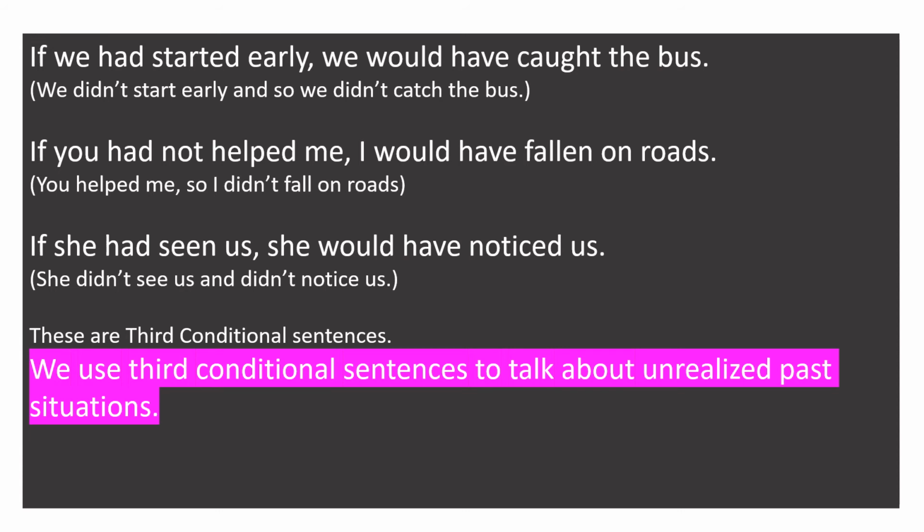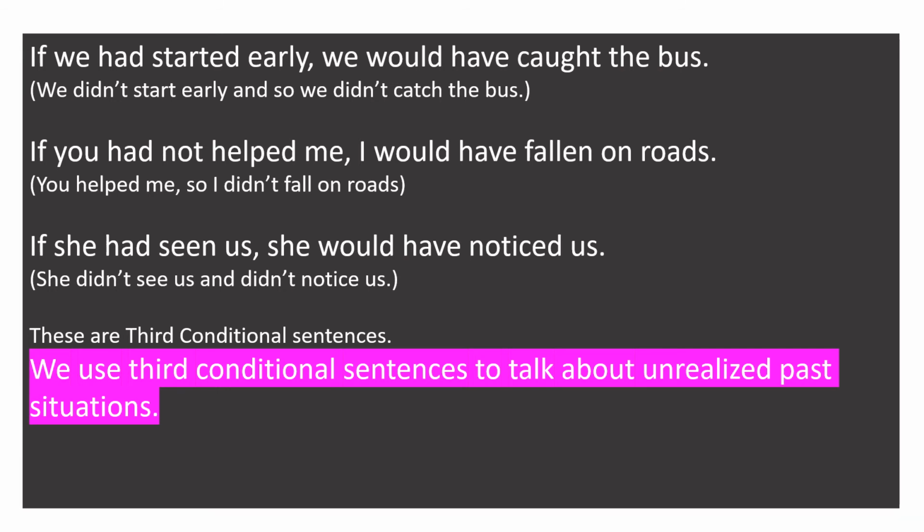If we had started early, did they start early? No, they didn't start early. We would have caught the bus. Did they catch the bus? No, they didn't catch the bus. So here we are talking about a past situation where the condition was not satisfied and the results were also not obtained. This is the third conditional.